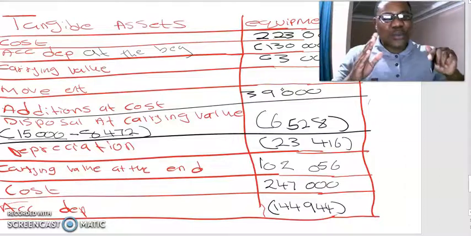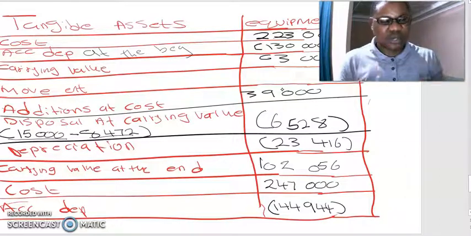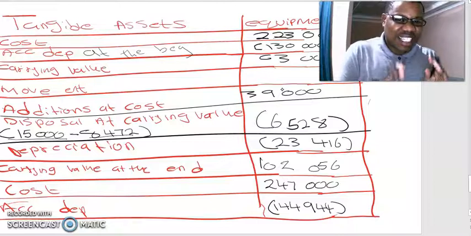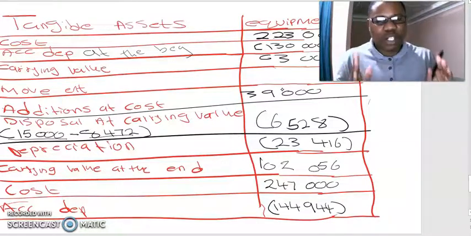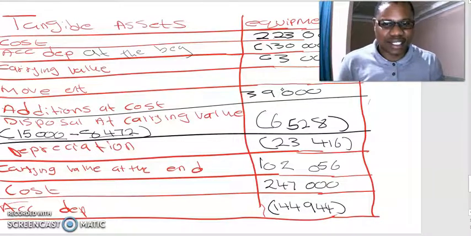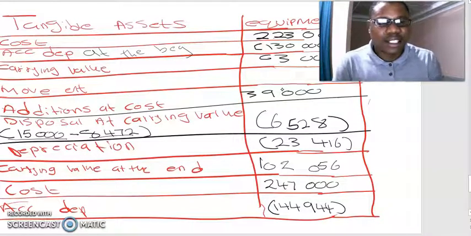We don't care about how much we sold the asset for. What do we need? We need the original value. Are we together, guys? Original carrying value. Whether we sold it at a profit or at a loss, we don't care. What do we need? We need the carrying value of the asset.